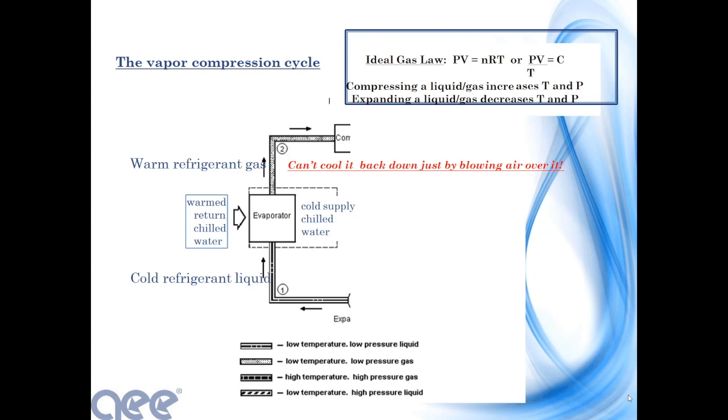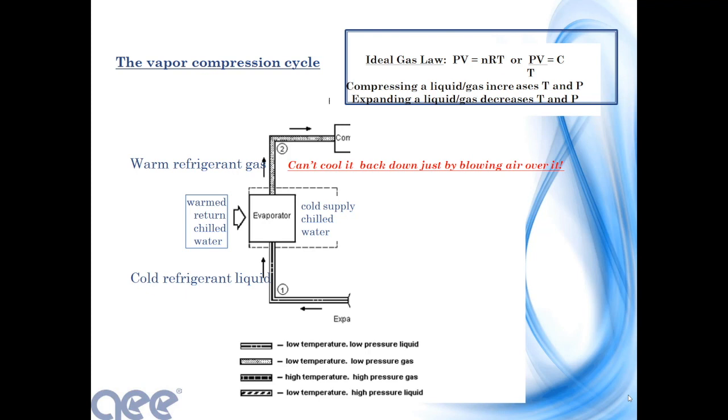We want to get to a point where we can cool it down, remove energy from it, and get back to this point. So we have something called the ideal gas law, PV equals nRT. For a given volume of gas, the pressure times the volume is equal to the constant times the temperature. Said a different way, the pressure times the volume over the temperature is a constant.